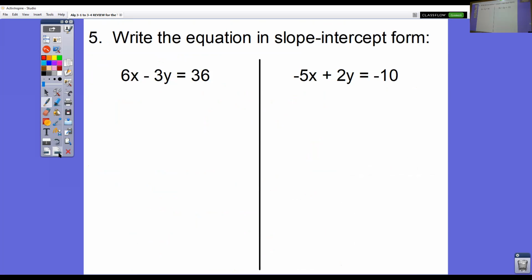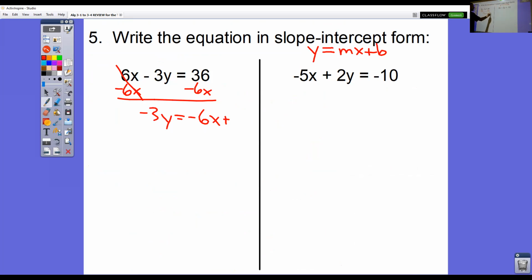Taking a look at question number 5. Write the equation in slope y-intercept form. Now, slope y-intercept form is where you have y equals mx plus b. So we want to try and get the y all by itself. So I'm going to do minus 6x and minus 6x. So I have negative 3y equals negative 6x plus 36.